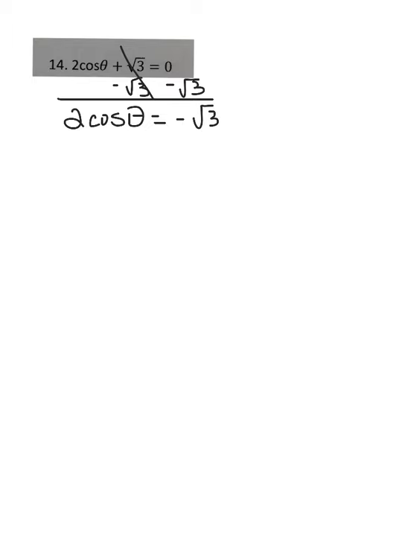So I'm now looking at number 14 in your packet. Okay, so I'm going to start by subtracting over the radical 3, because I'm trying to get that cosine by itself, just like an equation. So then I would get 2 cosine theta equals negative radical 3. Now I'm trying to get that cosine theta by itself, so I'm going to divide out that 2. So then I have cosine theta equals negative radical 3 over 2.